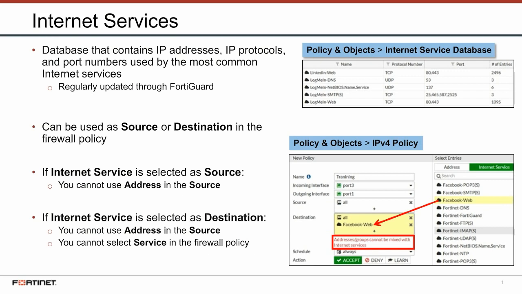For the same reason, you cannot mix regular address objects with Internet Service Database (ISDB) objects, and you cannot select services on a firewall policy. The ISDB objects already have services information which is hard-coded. Compared with address objects, which you need to check frequently to make sure that none of the IP addresses have changed or appropriate ports are allowed, Internet Services helps make this type of deployment easier and simpler.